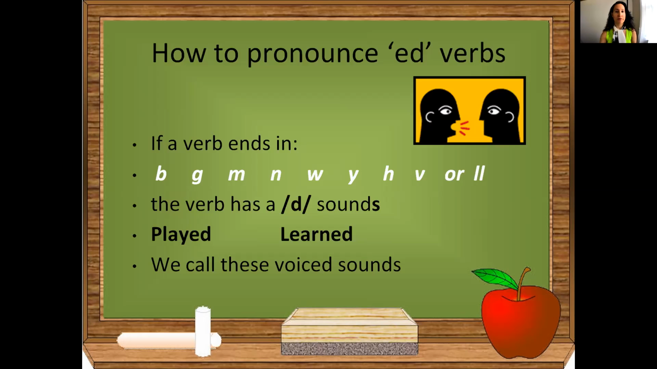Okay, so if verbs end in all of these letters, okay, the verb has a D sound. For example, played. It's not "play-ed", it's played. So repeat after me. Played. Learned. Not "learn-ed", learned. We call these voiced sounds.